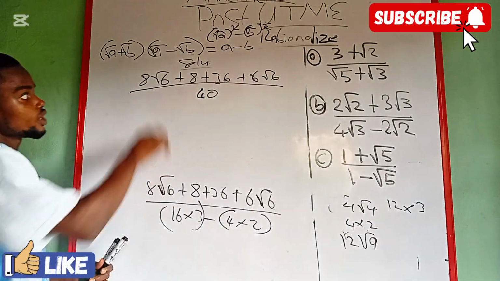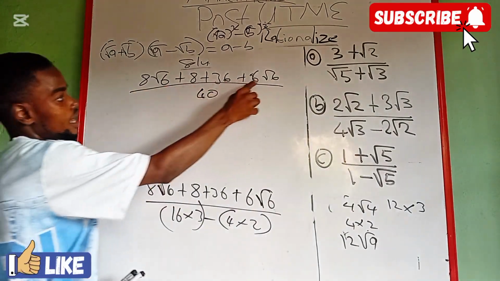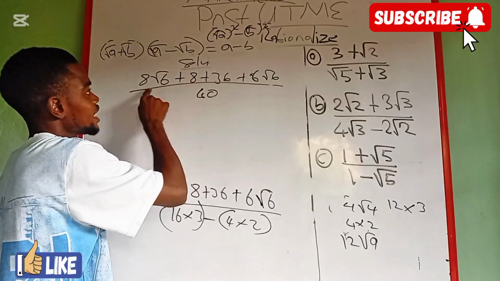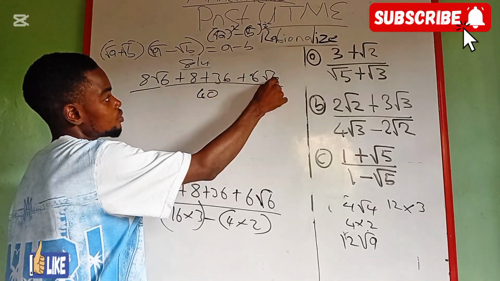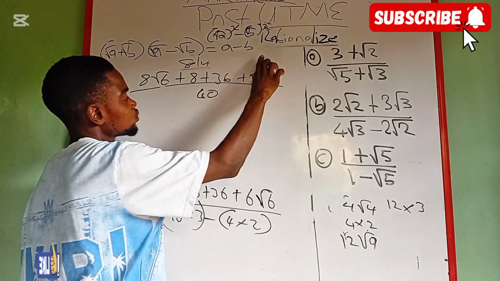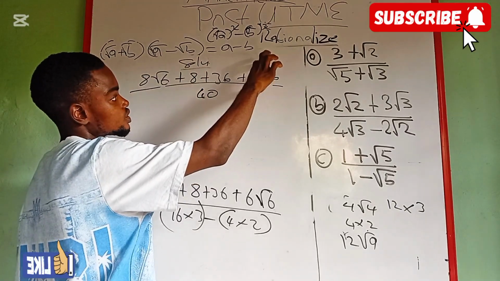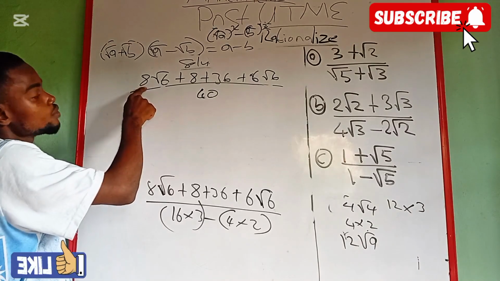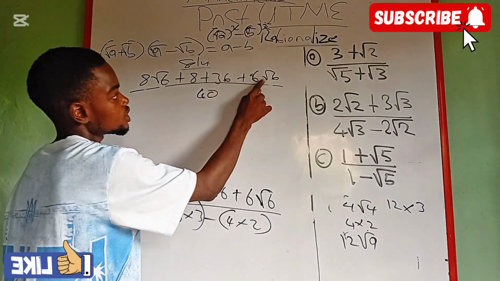What are we going to do? If you look at 8 root 6 and 6 root 6, they are the same thing because they have the same root number. So what is going to happen here? We're going to use this and add with this, so that 8 root 6 plus 6 root 6. Like I said, it just means like we have maybe 8 biscuit plus 6 biscuit.